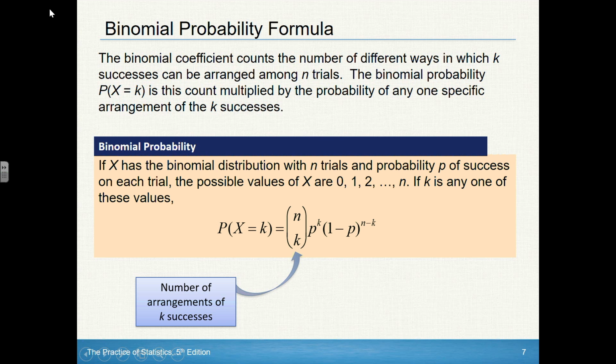Not N divided by K, there's no division points. N choose K is how we read it. And this is the binomial coefficient. It is the number of arrangements of K successes in N trials.